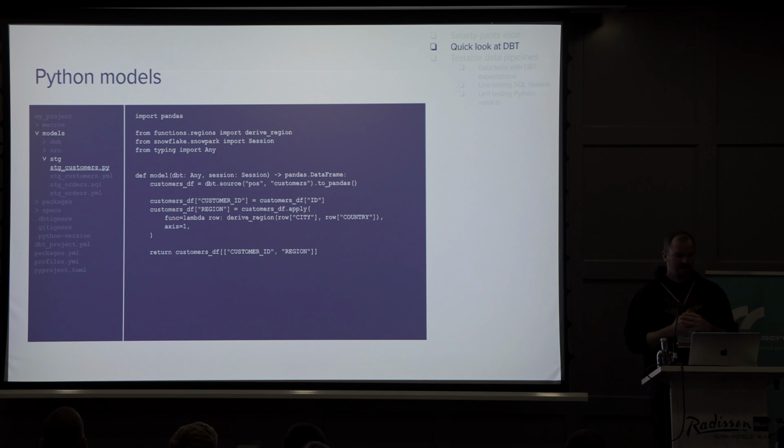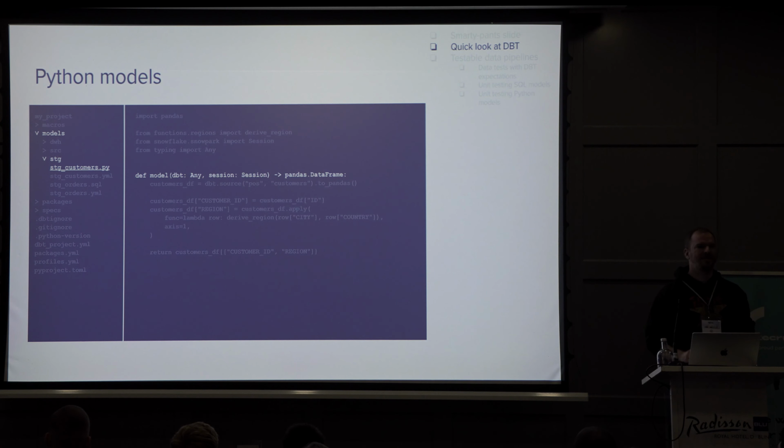So Python models are, again, Python files in the models directory. But Python models need to have an entry point. So there needs to be a model function. You can configure a different entry point, but why? So this function has a syntax.